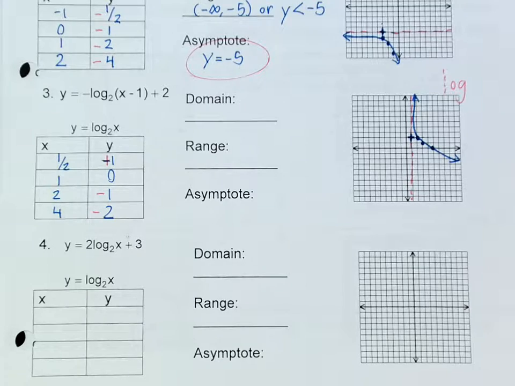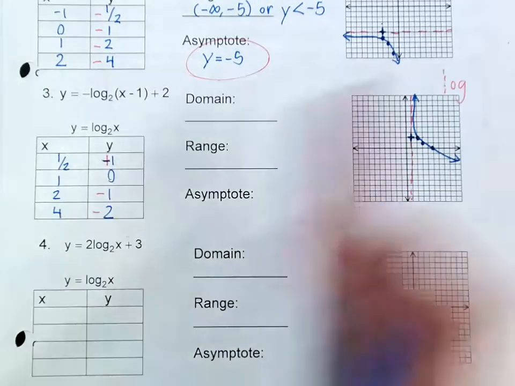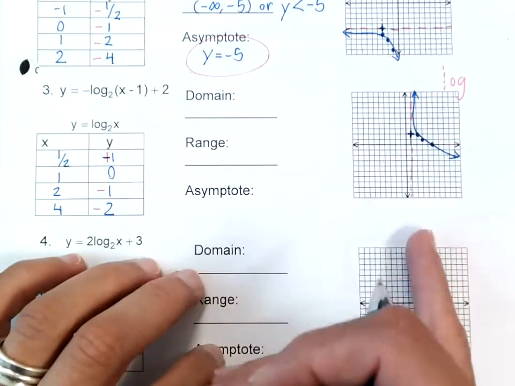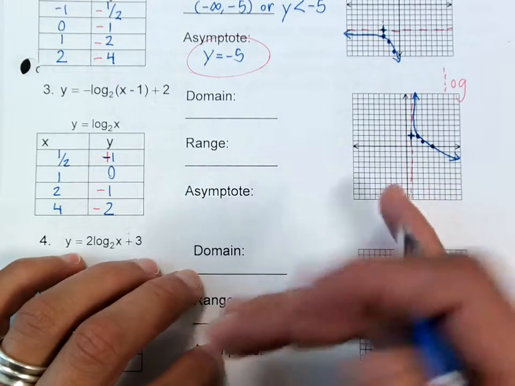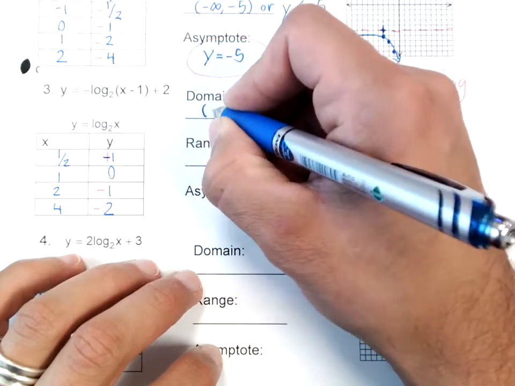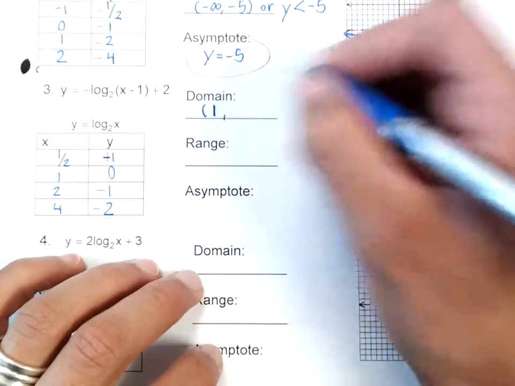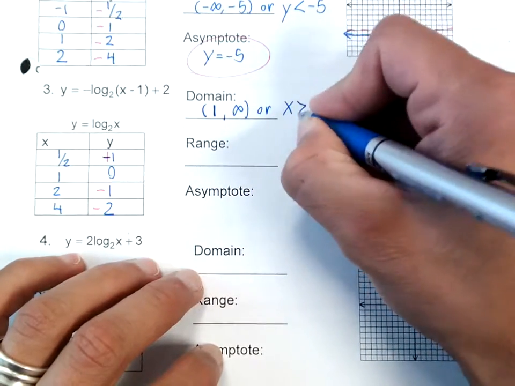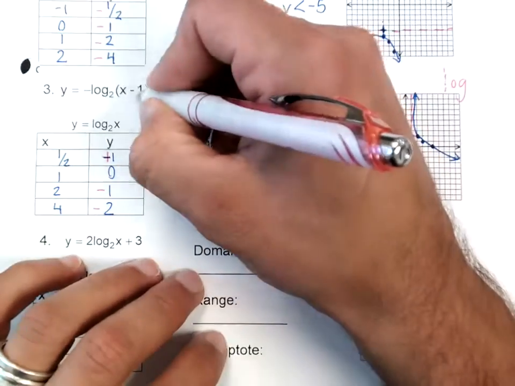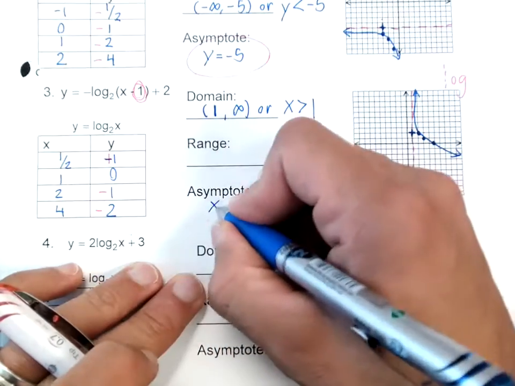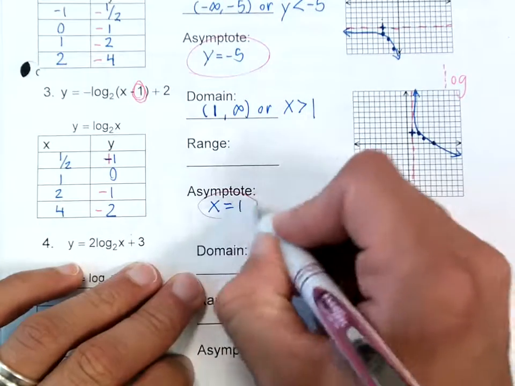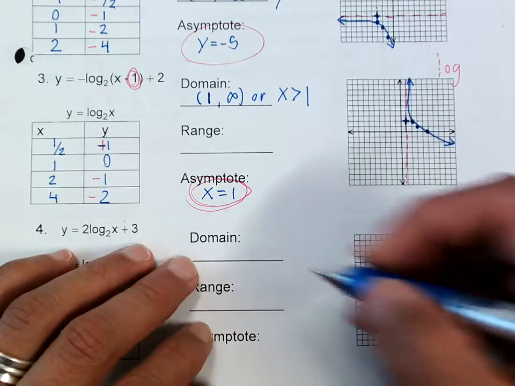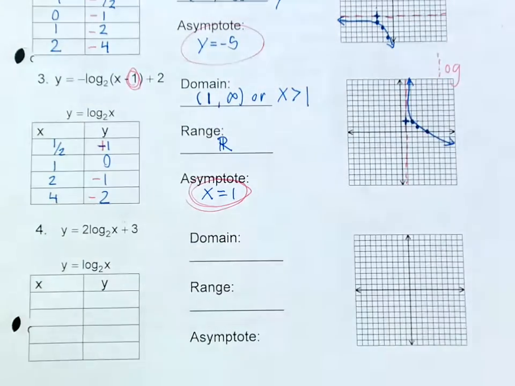All right. Domain. Does it cover everything left to right? It doesn't, right? But this line right here tells me that's the starting point. My smallest or the farthest left point would be 1. And then it goes to the right forever. So that would be 1 to infinity, or x is greater than 1. All right, again, same idea as that other one. This right here is also going to tell me my asymptote, which is x is equal to 1. Notice it does have to be the opposite sign. Okay, that's the only difference. What's my range? All real numbers. Very good. All right. Now let's pretend we did number 4.